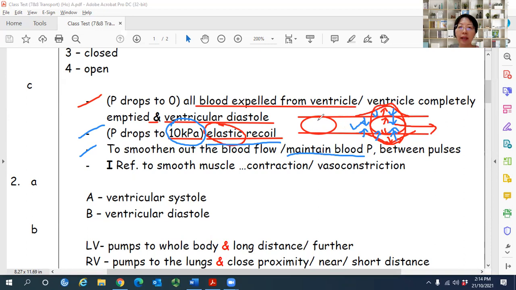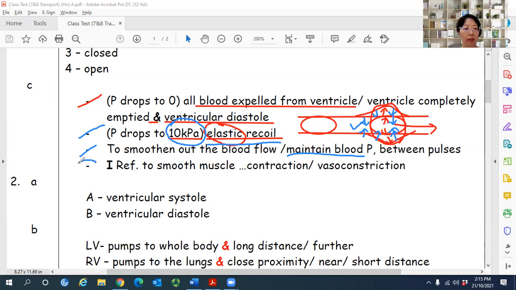That means it's not that suddenly you get a blood pressure of 0. At least it doesn't go back to 0. So it smoothens out the blood flow. Because this pressure is also able to push the blood forward. As the blood flows away, the wall recoils back and pushes the blood forward. So it smoothens the blood flow between pulses.